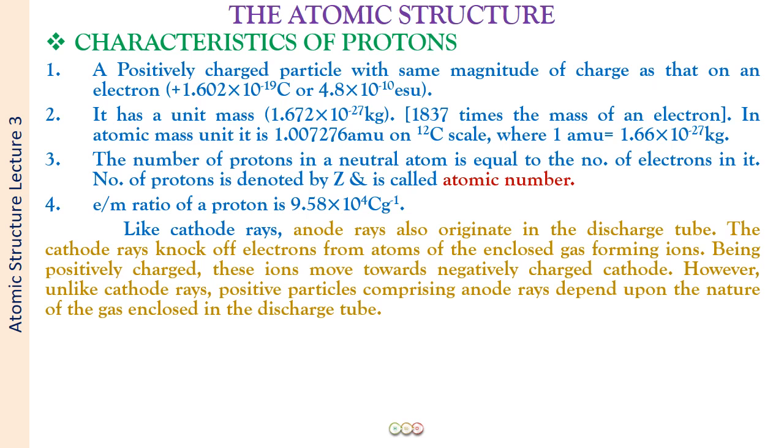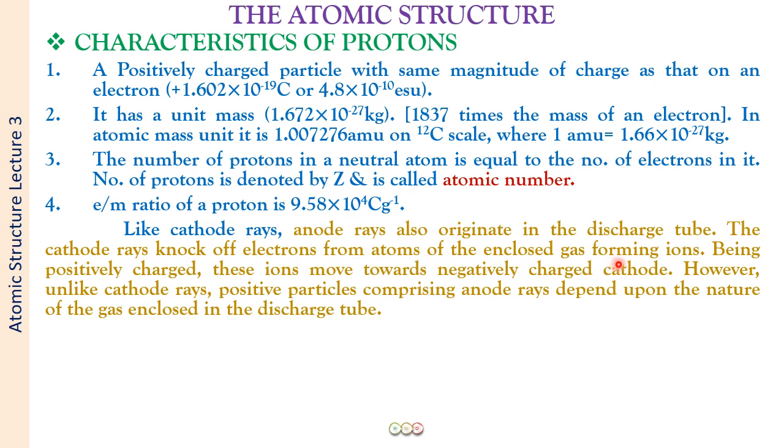And now, where did these anode rays originate? Well, these basically originate in the discharge tube. The cathode rays, if you remember, while they were traveling from the cathode to the anode and striking the gas particles present in the discharge tube, being highly ionizing, knock off the electrons from the atoms of the enclosed gas, which form ions. So the electrons have moved out from those atoms. What is left behind? Left behind is nothing but a positive ion.